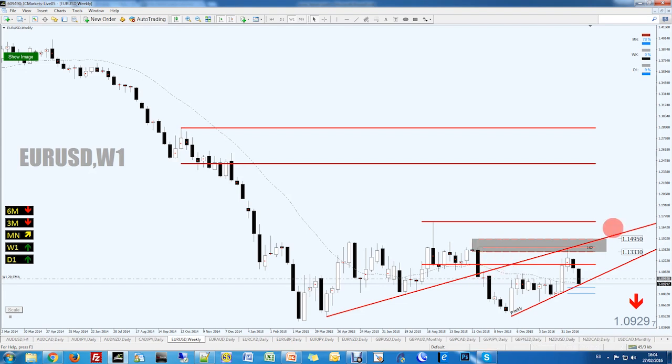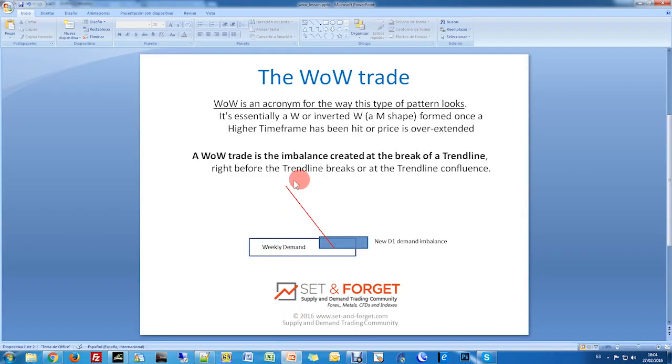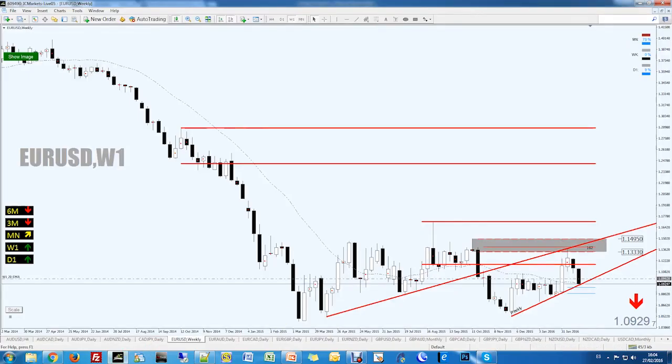That is a WoW. This one over here is created at the origin of the whole drop in price, but this is also a WoW. Why? Because as the definition explains, it is an area that happens right before the trend line breaks or at the trend line confluence. So that weekly area of supply over there is a weekly WoW short that happens at the trend line confluence, as explained by the rules.